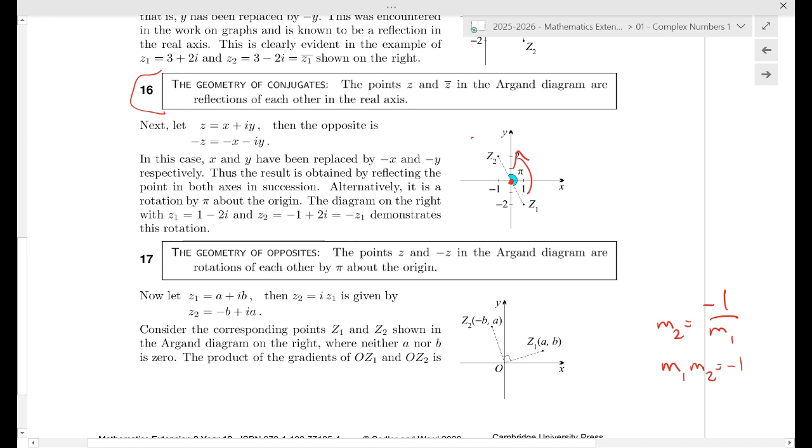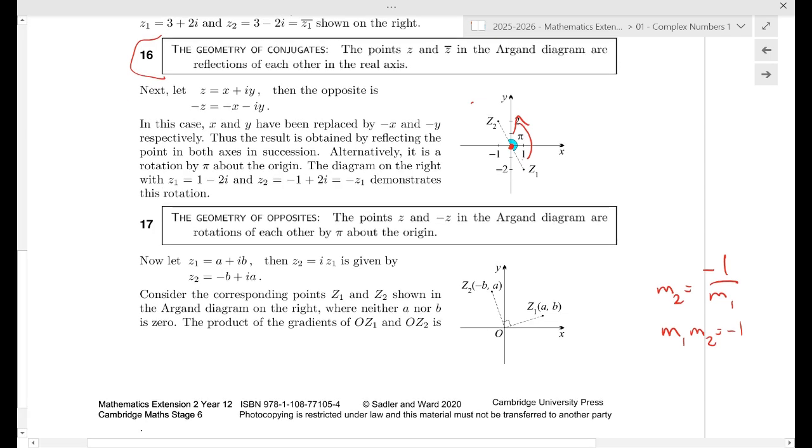Now, these aren't technically gradients, but can you see how you flipped them and one's now negative? If you switch them around, make one negative, one positive, they're going to be perpendicular to each other. It just feels as though they're going to be perpendicular. And that's the case, as long as neither A or B are 0.